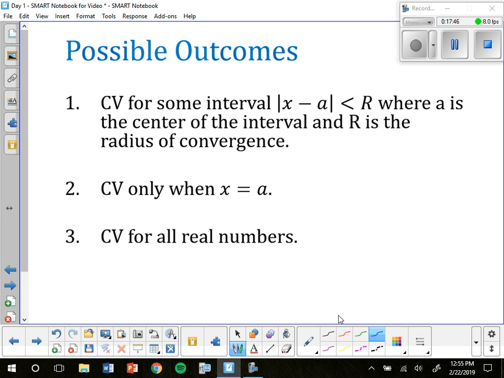The second outcome is that you could converge only at one point, and that's going to be at your center. And the third possible outcome is that your power series could converge for all real numbers.